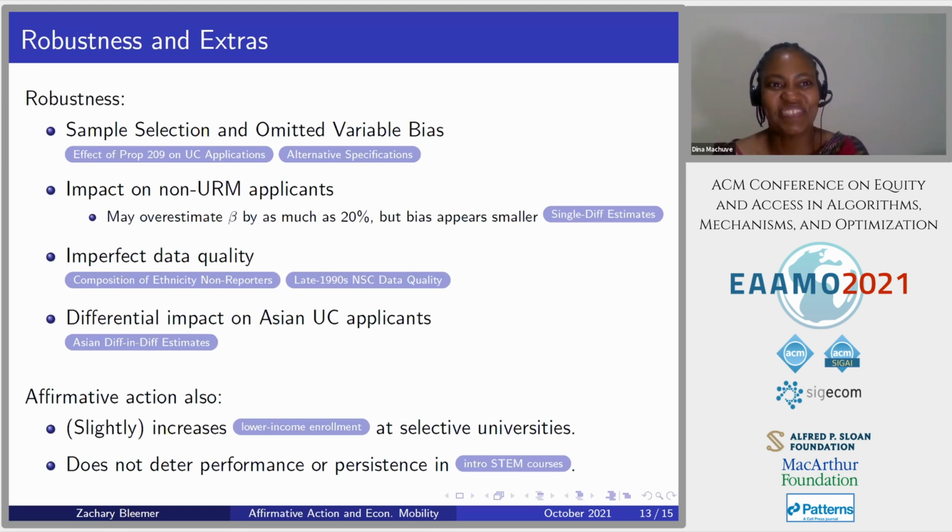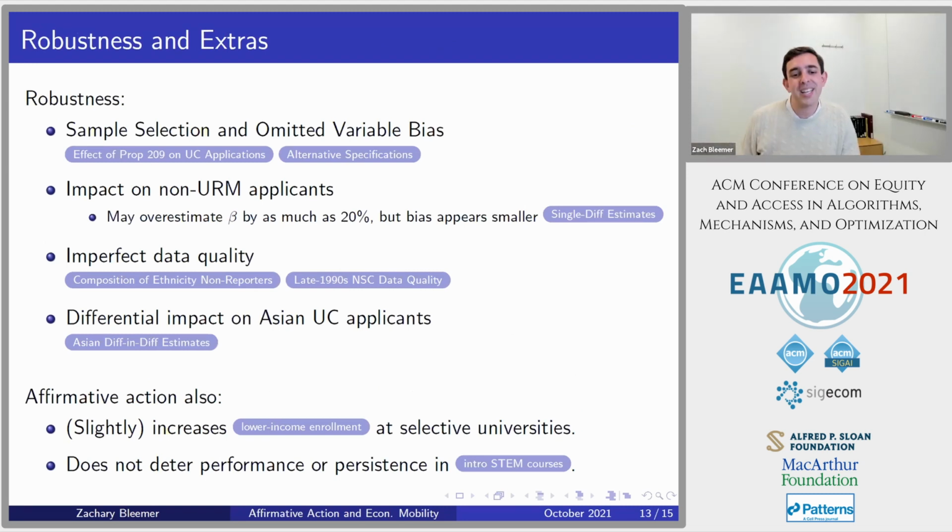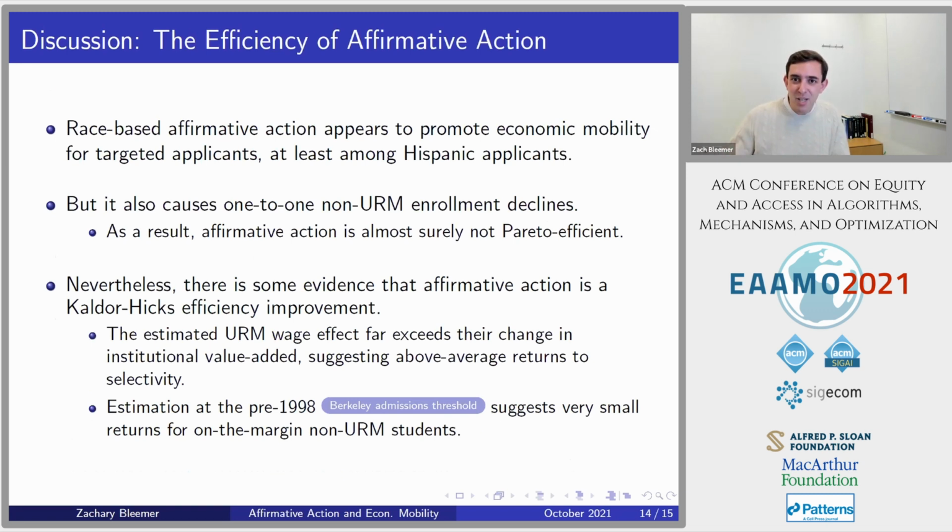So the paper goes through a lot of additional results, focusing on changes in the income distribution of students at these universities, in their performance and persistence in STEM courses, as well as a series of robustness checks. I'm not going to say anything about that now.